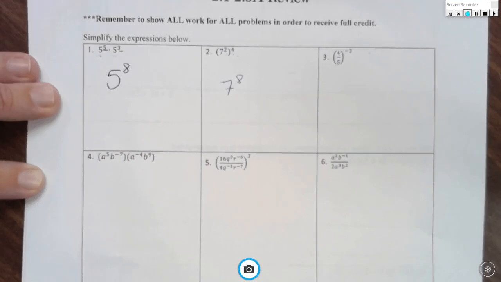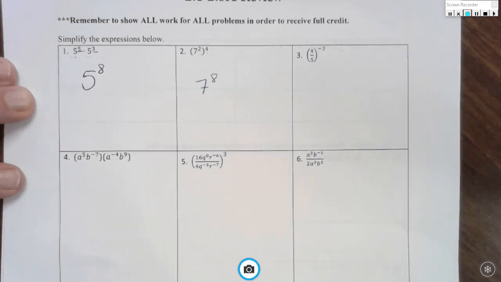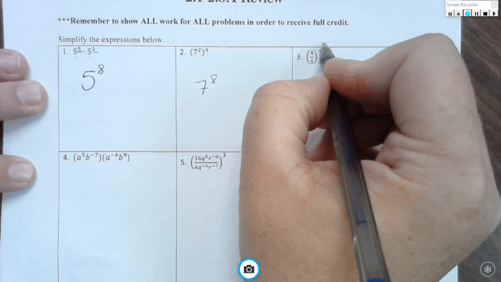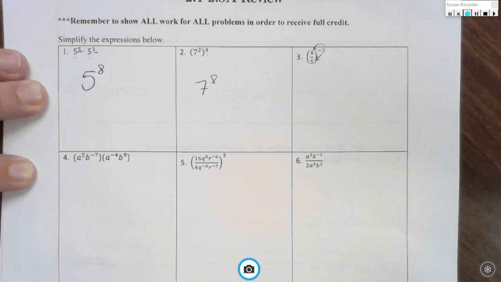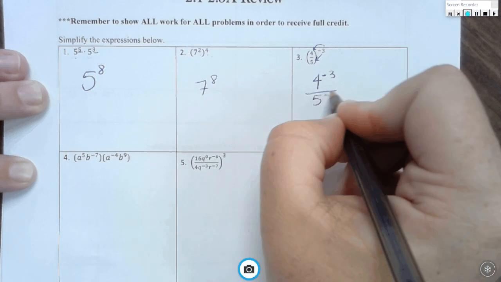Number 3, because I am dividing inside the parentheses, and remember this only works when I'm multiplying or dividing in the parentheses, I can take this exponent to both the top and the bottom of the fraction, and so I get 4 to the negative 3 over 5 to the negative 3.